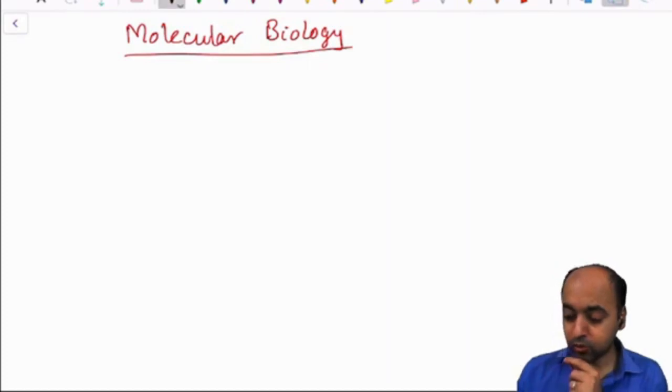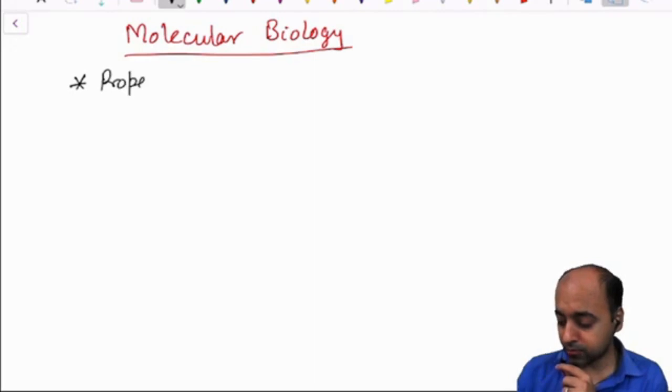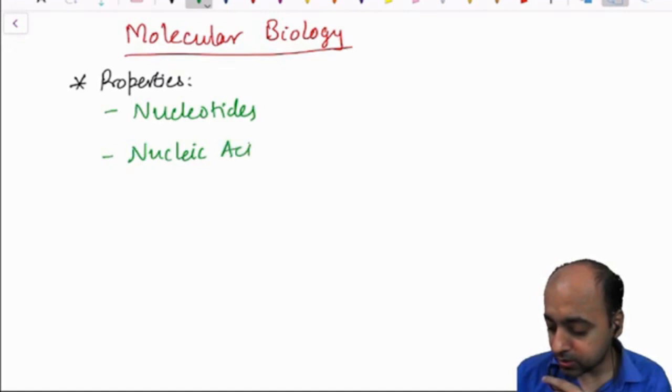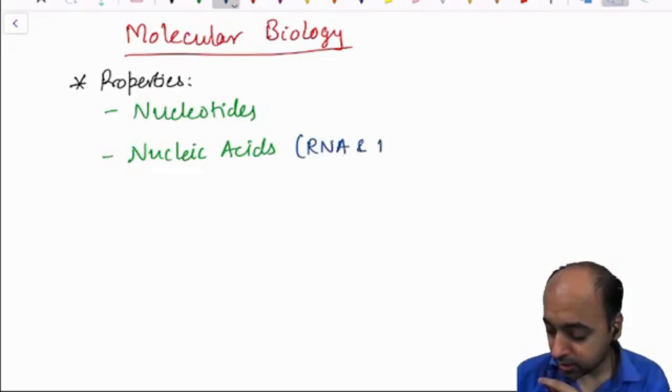So, like I told you, we'll be talking about two things. First, we'll talk about the properties. When I say properties, here we'll be talking first about the nucleotides, and then about the nucleic acids. Obviously, when I say nucleic acids, it means the DNA and the RNA.